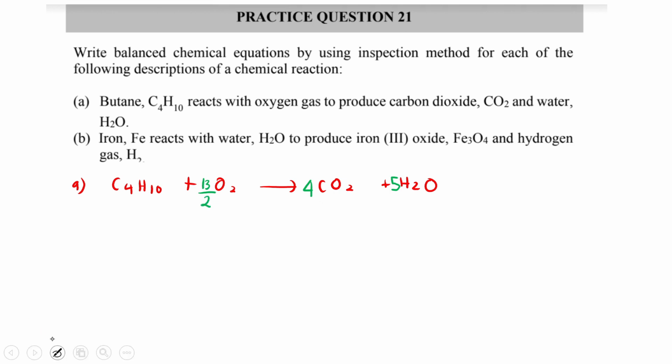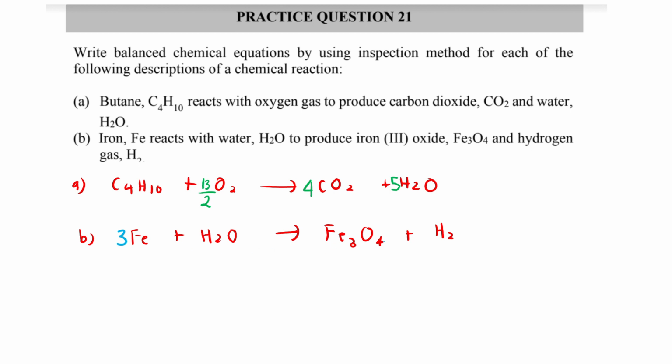The second equation is the reaction between iron Fe and water to produce iron(III) oxide, Fe3O4, and hydrogen gas H2. Same as question A, we start by balancing for Fe. 1 Fe, 3 Fe, so we put here 3.